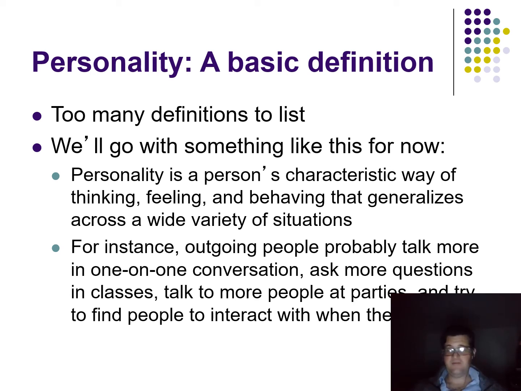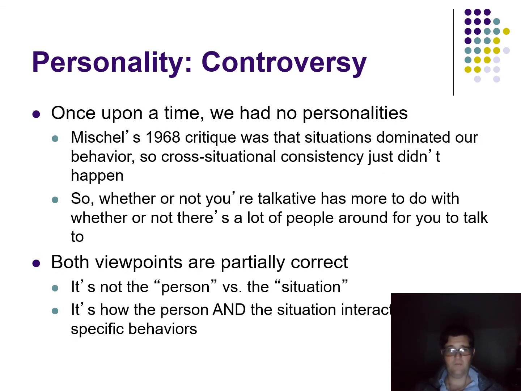So again, it's not that it's always going to be the same behaviors. That would be maladaptive. A person who's outgoing wants to interact with other people. That's something they value, that they get a lot of reinforcement from, that they enjoy. So if they're alone, they're probably more motivated to find people to talk to. And if there are people to talk to, they're probably going to talk more than someone who is less outgoing. Hopefully we'll deal with more examples as we go.